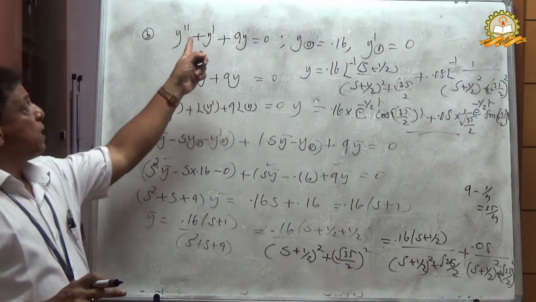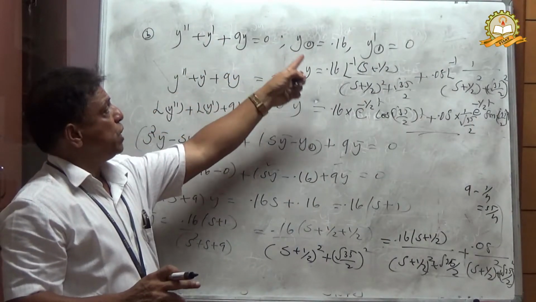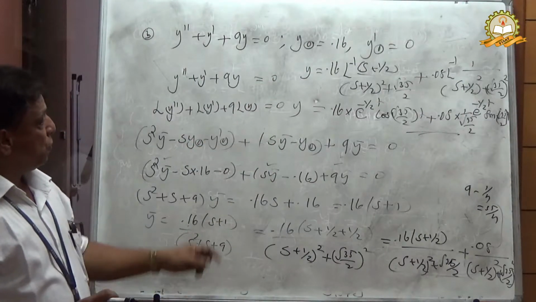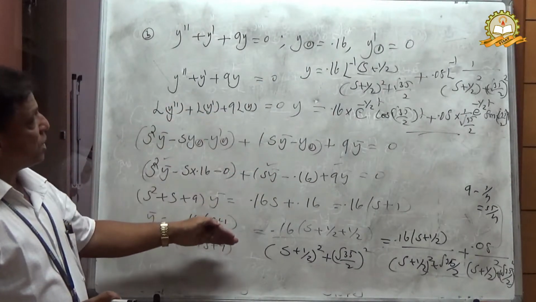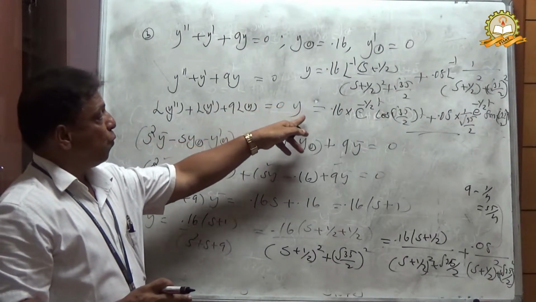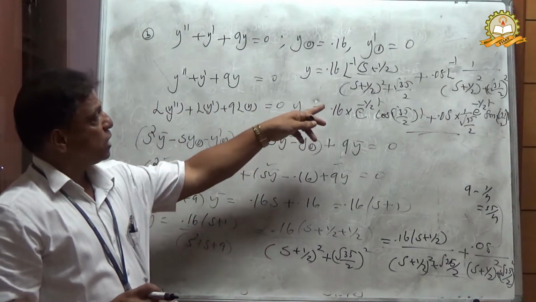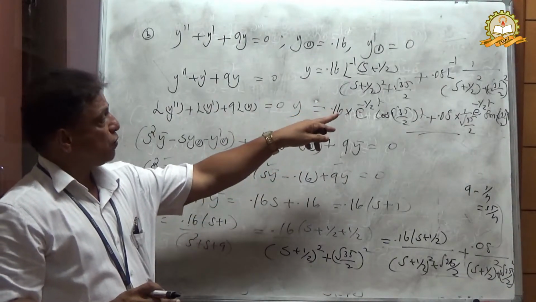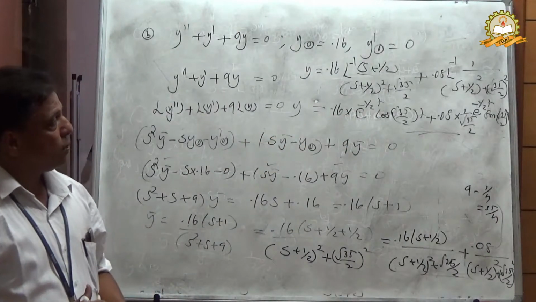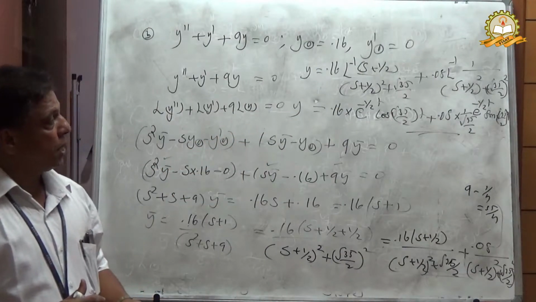y double dash plus y dash plus 9y equal to 0. The initial conditions are y(0) equal to 0.16 and y dash 0 is equal to 0. We solve this differentiation and finally we reach the point y. We get the value of y that is equal to 0.16 into e raised to minus 1 by 2 t cos root 35 by 2 t plus 0.08 into 1 by root 35 by 2 e raised to minus 1 by 2 t sin root 35 by 2 t.